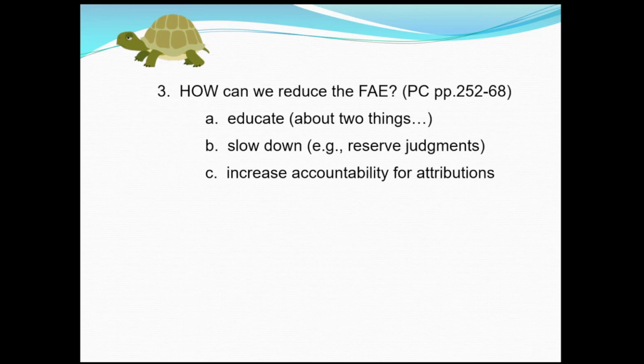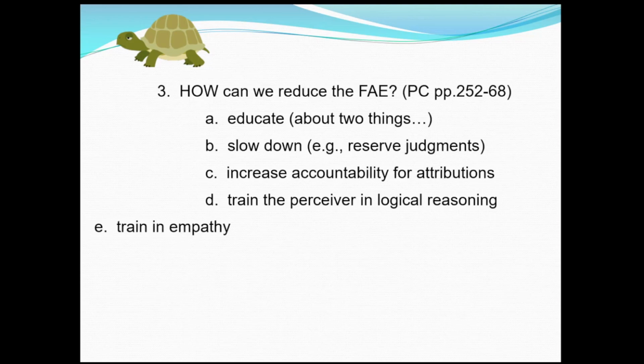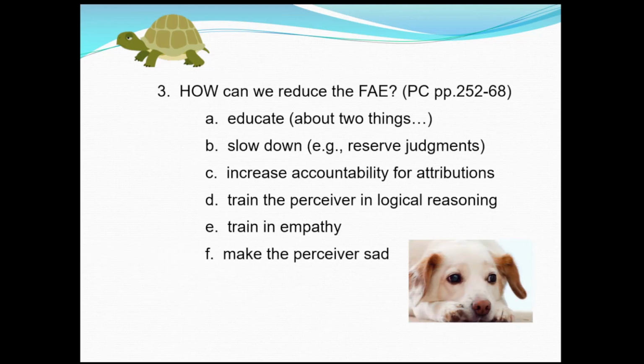So I'm just going to list these here. Turns out that if you can increase accountability for attributions, that reduces the FAE. And what this mainly means is that you want to make people justify their attributions. If people think they have to justify their attributions, it turns out they're less likely to commit the FAE. If you train the perceiver in logical reasoning, that will reduce the perceiver's FAE. If you can train the perceiver in empathy, that will reduce the perceiver's FAE. This last one, it's a little controversial. What I mean is it's a little sad to think this is necessary, but it turns out that if you make the perceiver sad, that can reduce the FAE. Sadness reduces the FAE. It's ironic. It's sad.